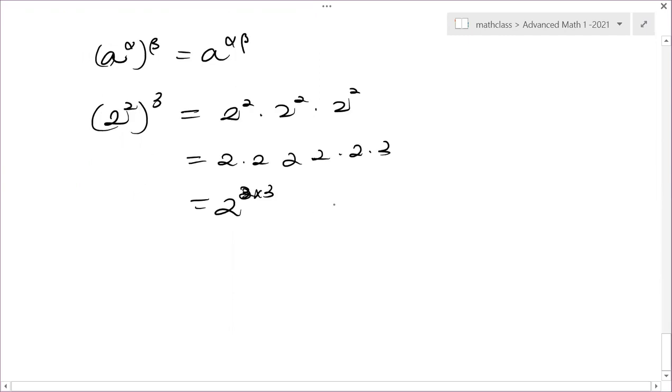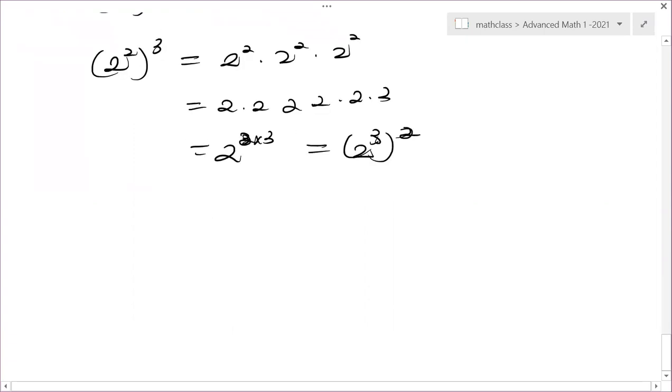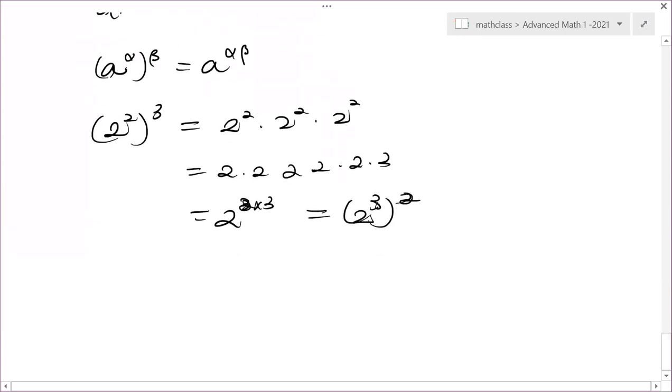Yeah, so that can also be written as 2 cubed and a square, the same. Okay, you can switch the order. All right, so now let's take a look at some examples.